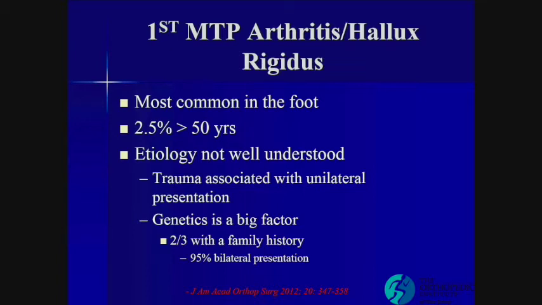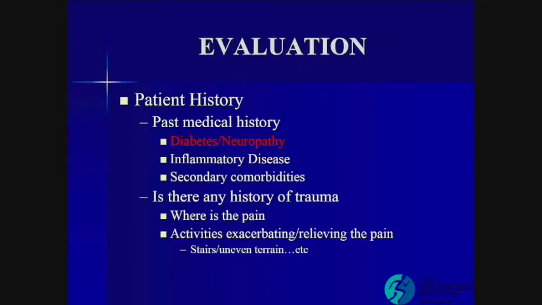About 2.5% of people over 50 years have it. Etiology really is not well understood. We do know there are patterns. Trauma is associated with unilateral presentation, like if you broke your toe, dislocated it, and so forth. Genetics do play a big factor. We know that because 2/3 do have a family history, and 90%, 95% of those present bilaterally. So there is a pattern here.